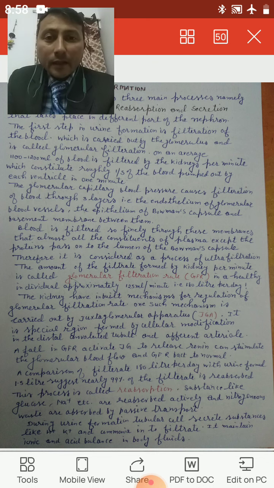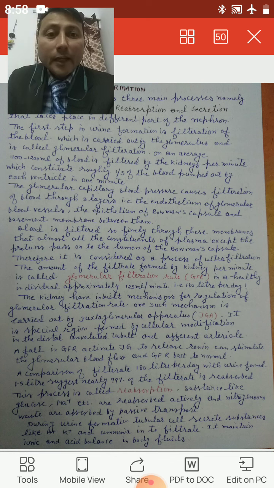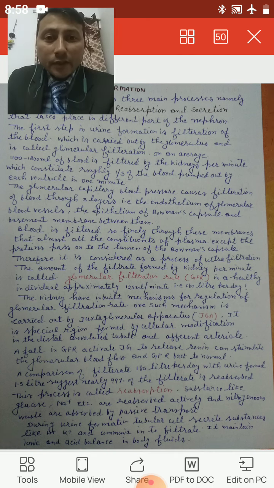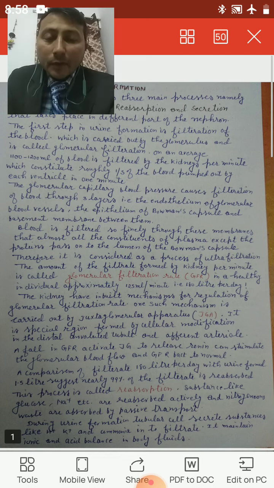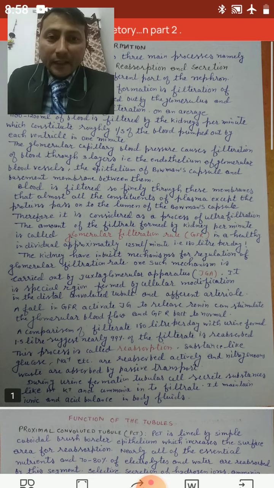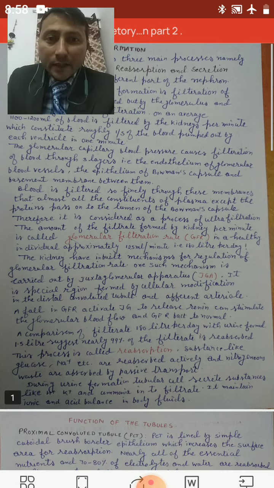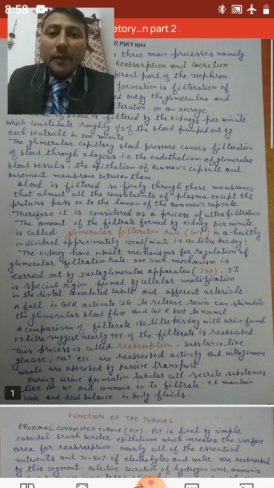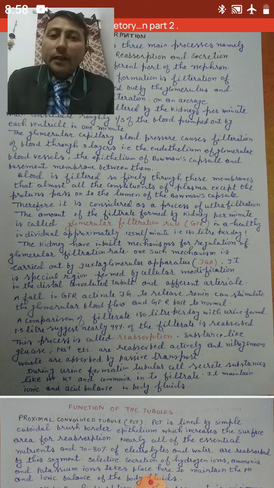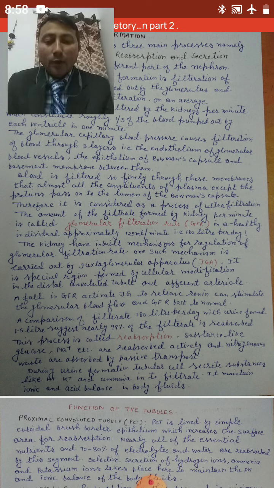On an average, 1100 to 1200 milliliter of blood is filtered by the kidney per minute, which constitutes roughly one-fifth of the blood pumped out by each ventricle in 1 minute. The glomerular capillary blood pressure causes the filtration of the blood through the three layers present there: the endothelium of glomerular blood vessels, the epithelium of Bowman capsule, and the basement membrane between them. Blood is filtered so finely through these membranes that almost all the constituents of the plasma except protein pass into the lumen of Bowman capsule. Therefore, it is considered a process of ultrafiltration.